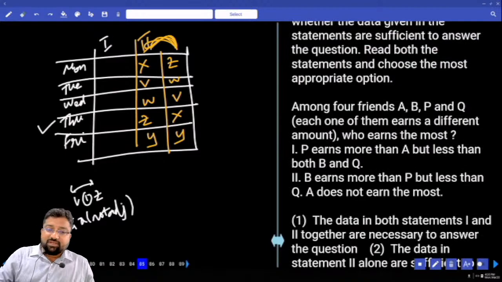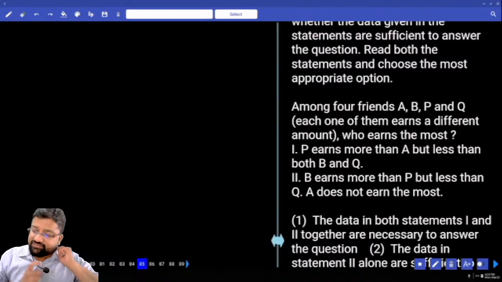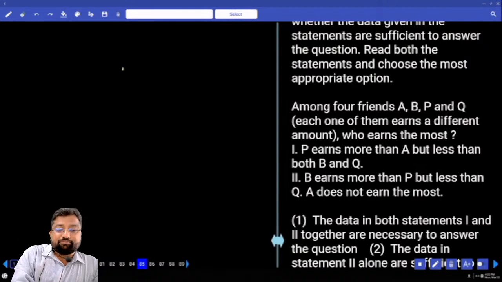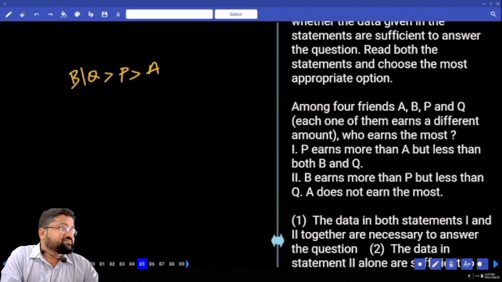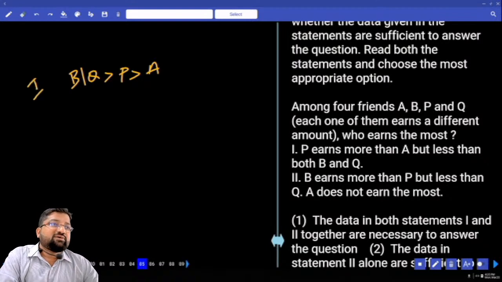Next one. Among the 4 friends A, B, P and Q, each one of them earns a different amount. Who earns the most? P earns more than A but less than both B and Q. Okay? From this statement I can say who earns the least. Who is earning the least? A. But who is first? No. How many answers? 2 answers. It can be either B or Q, because there are only 4 people.